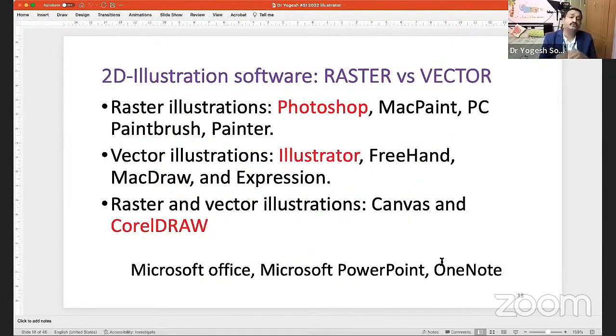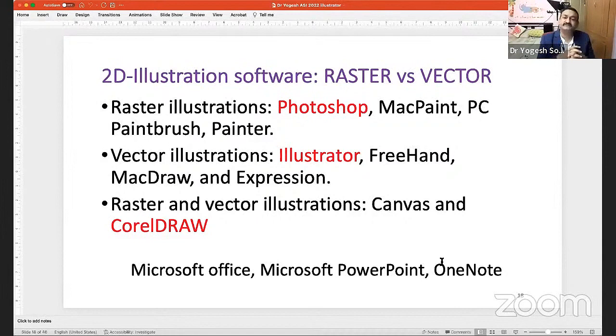Coming to 2D illustration software, there are certain softwares we can use for raster images. It may be confusing, raster and vector. In simple language, a photograph we capture with the mobile is a raster image, and whatever lines we draw using a pen tool in the software is a vector image. If we enlarge that line, it doesn't pixelate or get blurred, but images we capture become blurred. So that is a simple definition: a raster image blurs after enlargement, and a vector image doesn't.